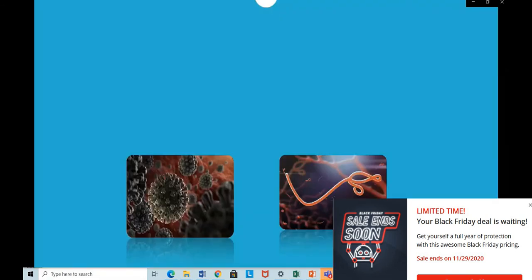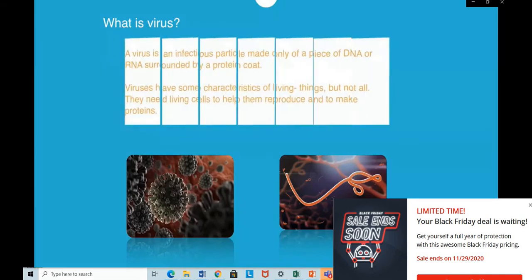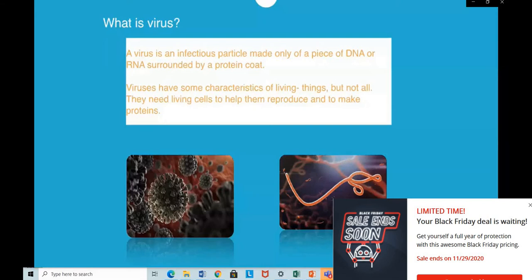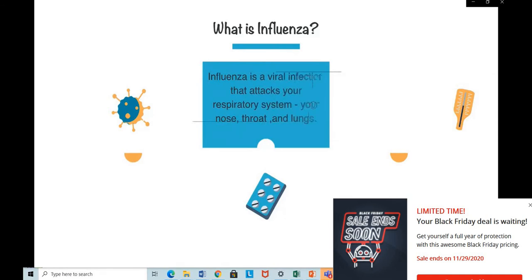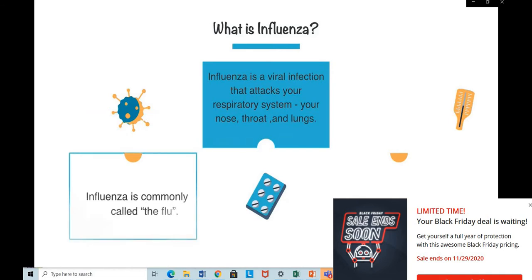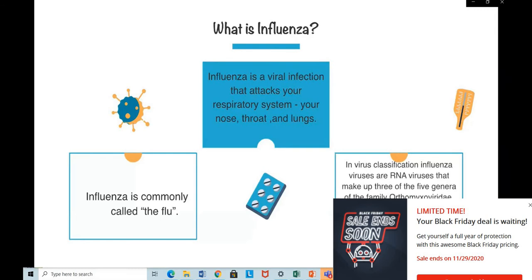What is virus? A virus is an infectious particle made only of the basic DNA or RNA surrounded by a protein coat. Viruses have some characteristics of living things but not all, and they need living cells to help them reproduce and make protein. What is influenza? Influenza is a viral infection that attacks your respiratory system, your nose, throat, and lungs. Influenza is commonly called the flu. And also in the virus classification, influenza viruses are RNA viruses that make up 3 of the 5 genera of the family Orthomyxoviridae, which is type A, B, and C.